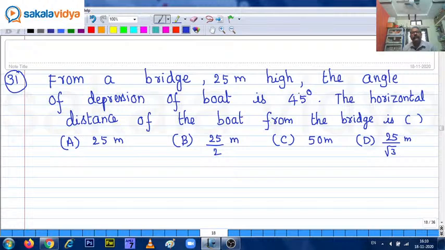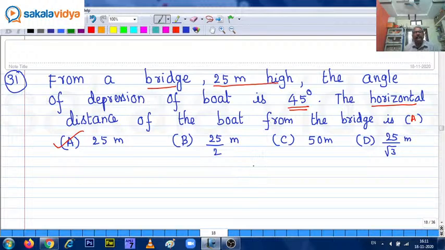So whenever you find 45, it must be equal. 25 is the only answer. So Mallikarjuna, how are you? Right. From a bridge 25 meters high, the angle of depression of the boat is 45 degrees. Then the horizontal distance of the boat from the bridge is A. The answer is A, but let me explain the concept.